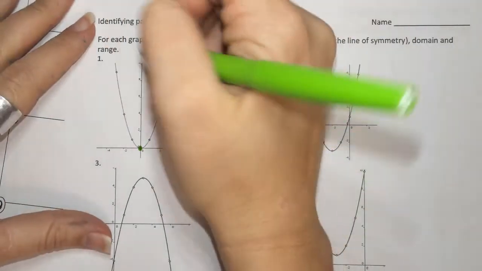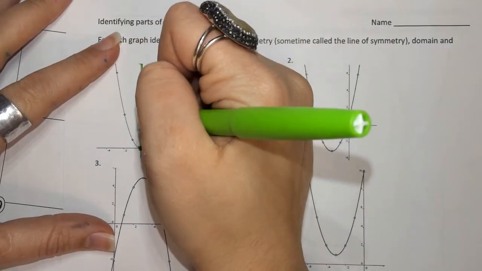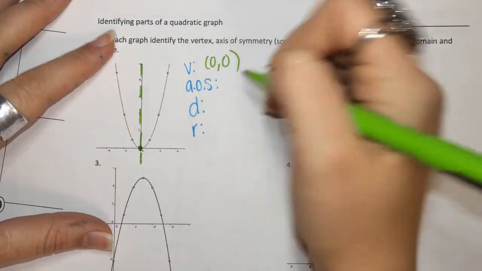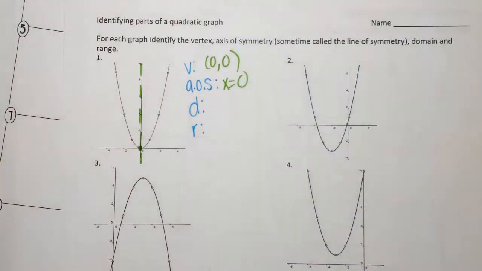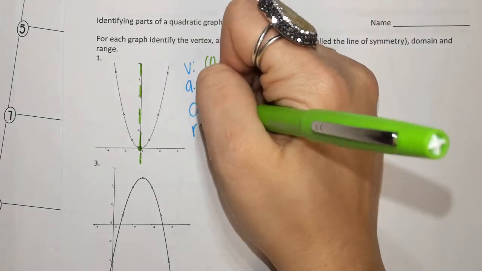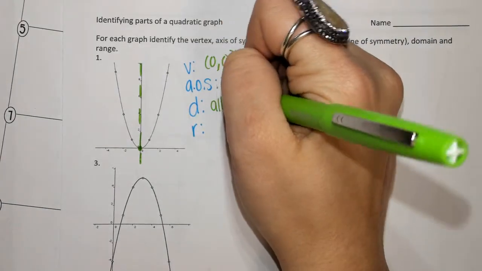Axis of symmetry is where it cuts it in half. So where is this graph going to be cut in half? On the y-axis, right down there. So x equals what? 0. Yes. What's your domain? All real numbers. Exactly.